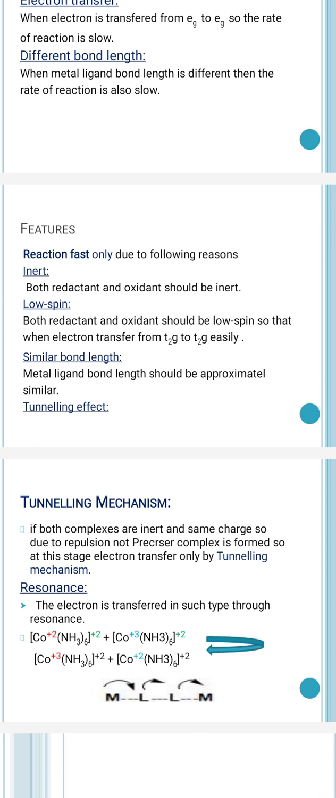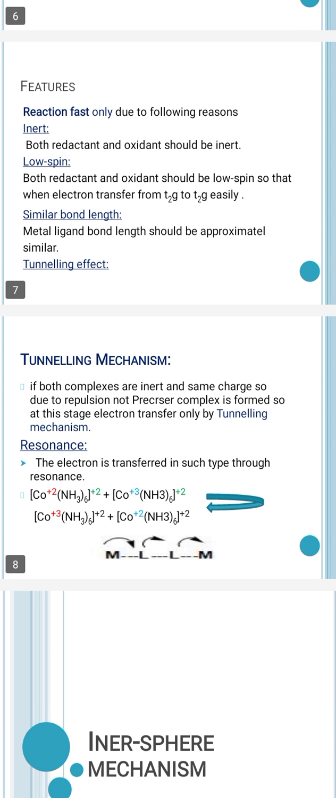The next one is the tunneling effect. If both complexes are inert and have the same charge, then due to repulsion, no precursor complex is formed. So at this stage, electron transfer occurs only by the tunneling mechanism. It means that when both complexes are inert and have the same charges, both positive, the complex with the reductant is positive and the oxidant is also positive, so they repel each other, so the precursor complex is difficult to form, so the electron transfer occurs only by the tunneling mechanism.